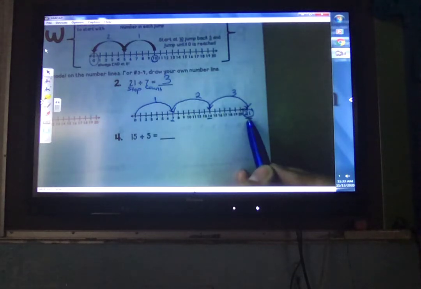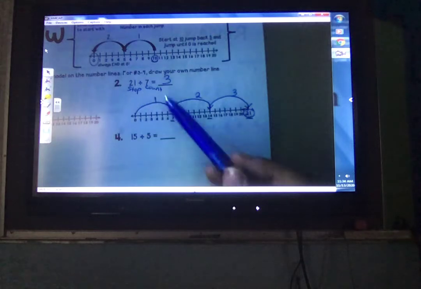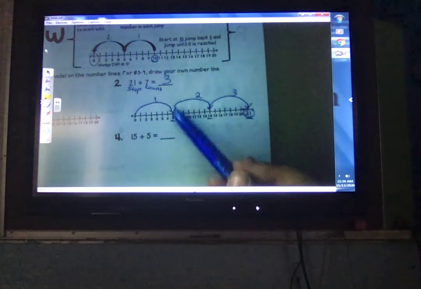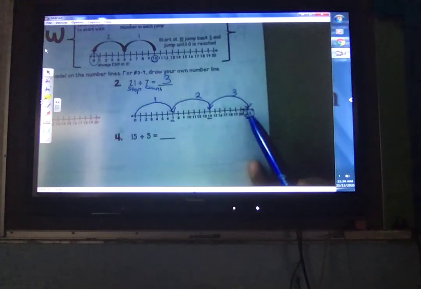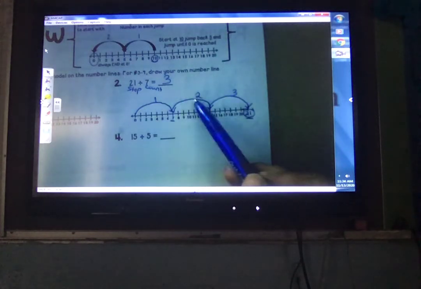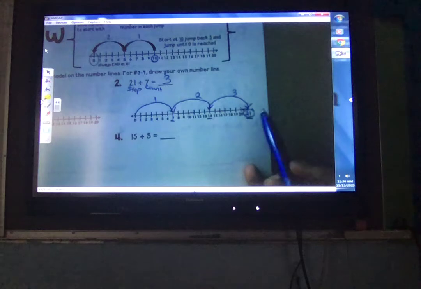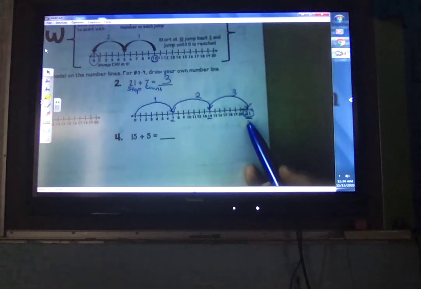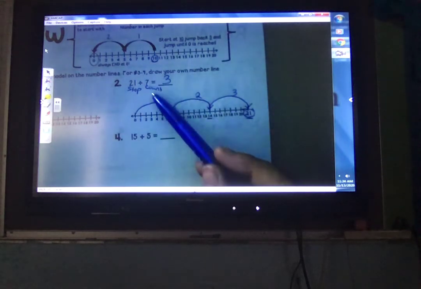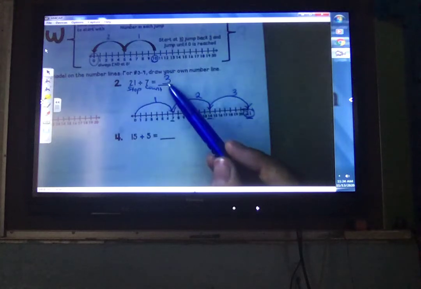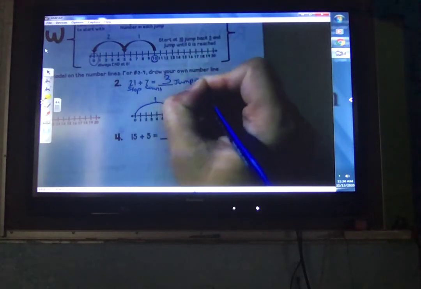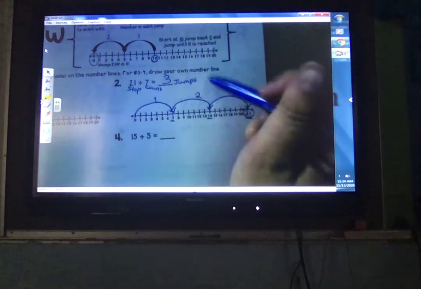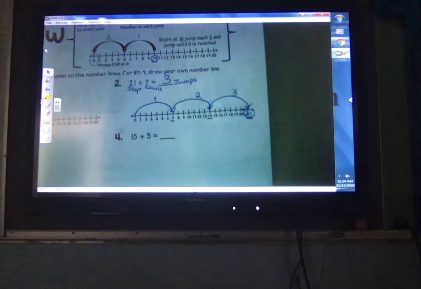Now all I need to do is count those jumps. I jumped on 7, that's one jump. I jumped on 14, that's two jumps. And I jumped on 21. It took 3 jumps, 1, 2, 3, to get to 21, counting by 7. So under 7, I wrote count, and it takes me 3 jumps. So next to that 3, I'm going to write jumps, just so you have an idea of what you're counting to get your division problem.